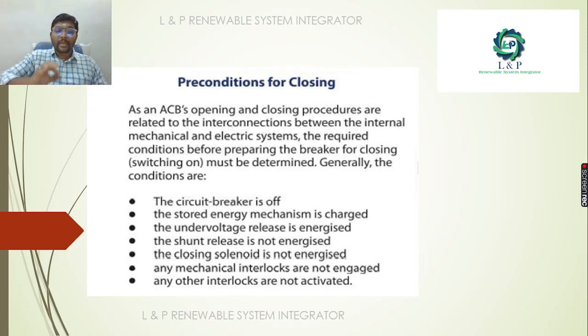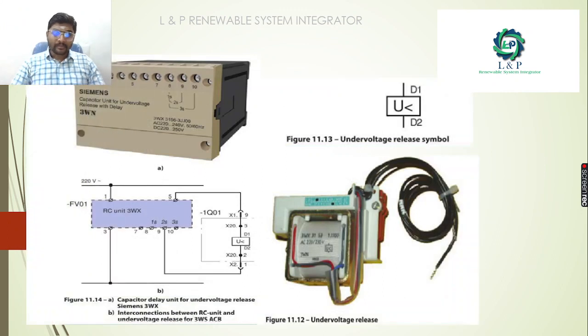Next, the storage. The stored energy mechanism is charged, and the under voltage release should be energized, the shunt release should not be energized, the closing solenoid should not be energized, a mechanical interlock should not be engaged, and any other interlock should not be activated. If these conditions are okay, then these are the preconditions for closing an air circuit breaker.